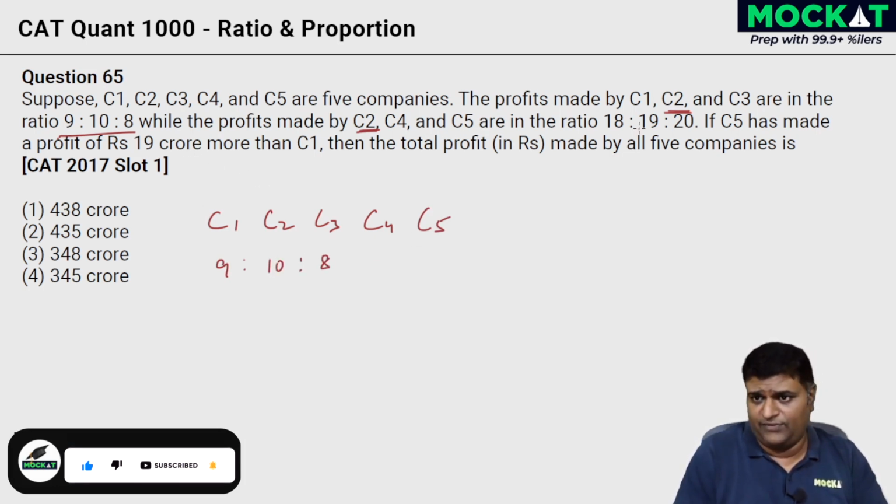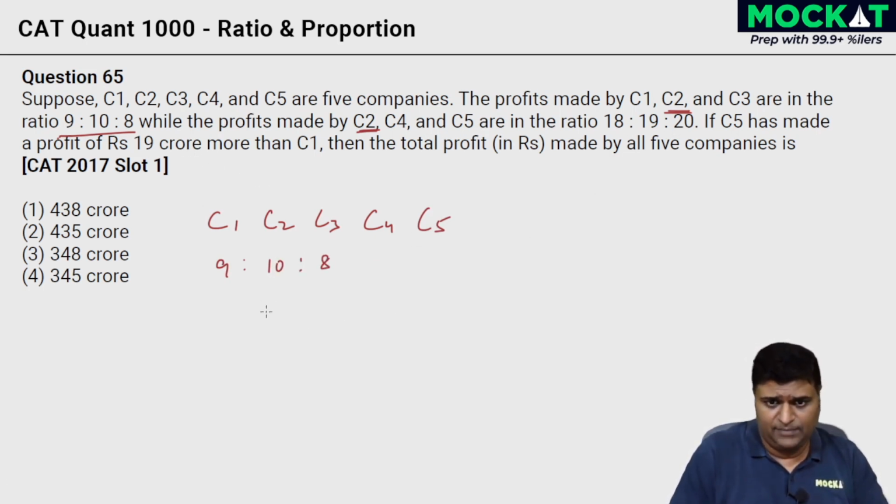And for C2, C4, C5, it is 18:19:20. That's 18 over here, 19 over here, and 20 over here. Ratios, all of these. This is the connecting term. I'll have to bring it to the same number of parts. 90 is the LCM. If you're quick at these, it will be really helpful.